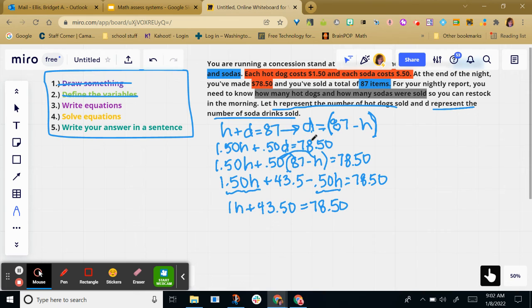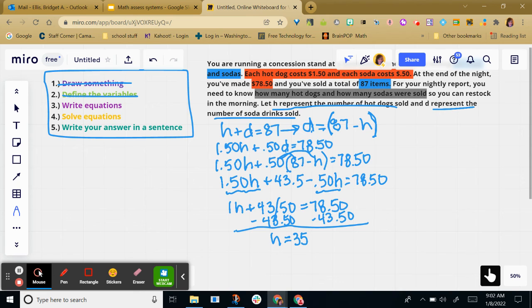And now all I need to do to get that H by itself is subtract 43.50 from both sides. This is going to cancel. I have 1H, which is just H. And then on this side, what do I have? 50 minus 50 is nothing, and 78 minus 43 is 35. Yay, so I know how many hot dogs were sold.